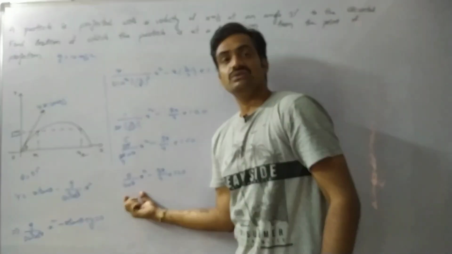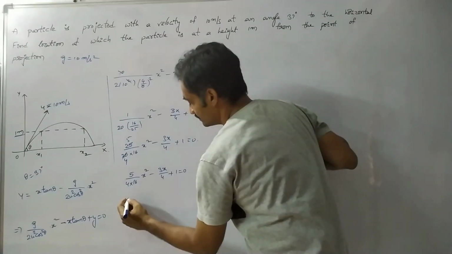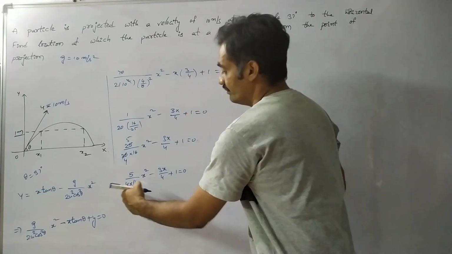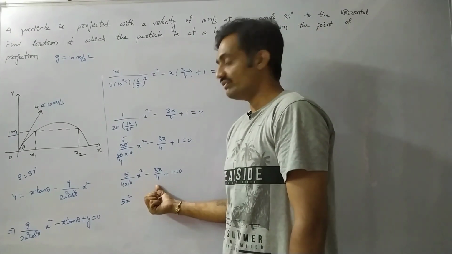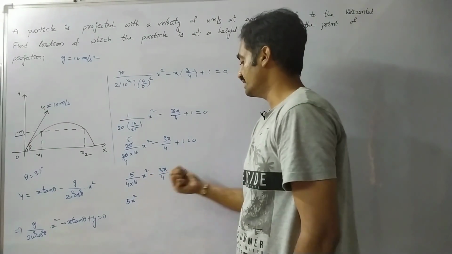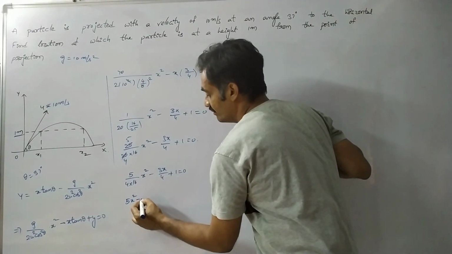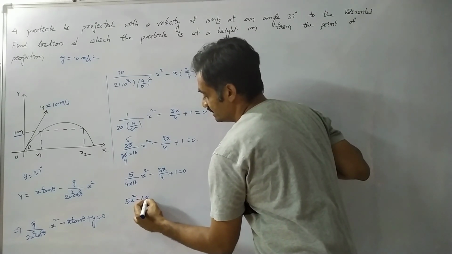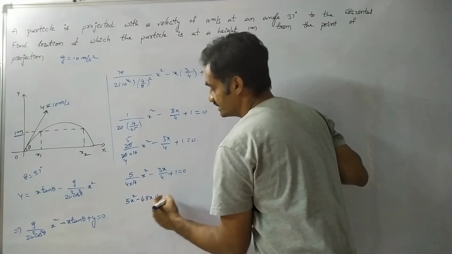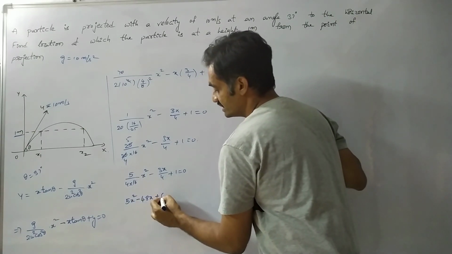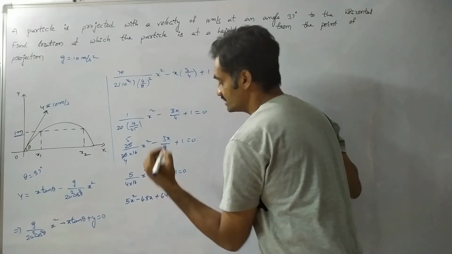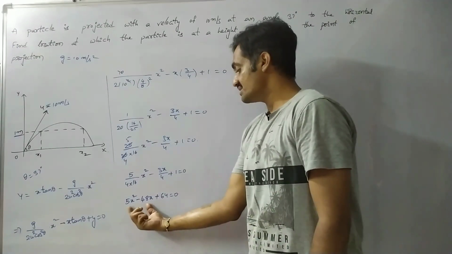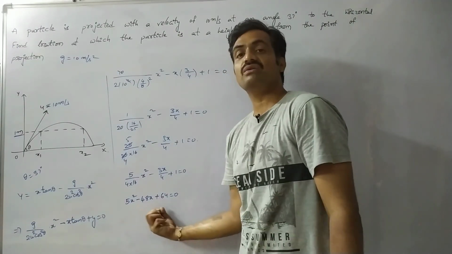So as we do the LCM, here we have 5x square. Here already we have 4, so here we get a 16. 16 3s are 48x plus 16 4s are 64 is equal to 0. So here we got a quadratic equation.